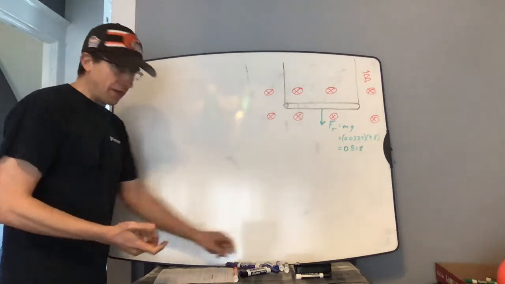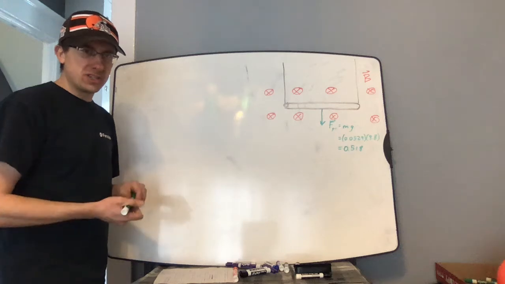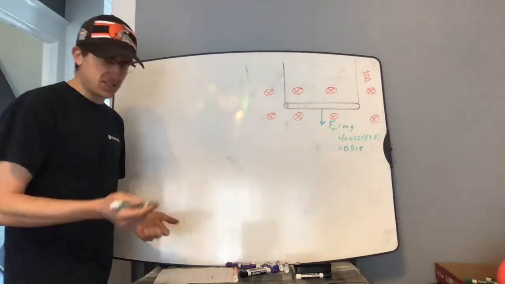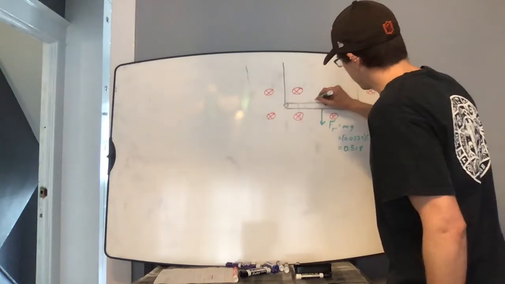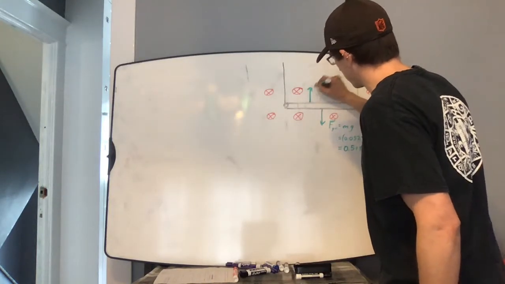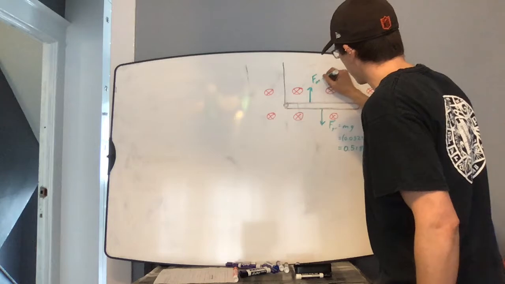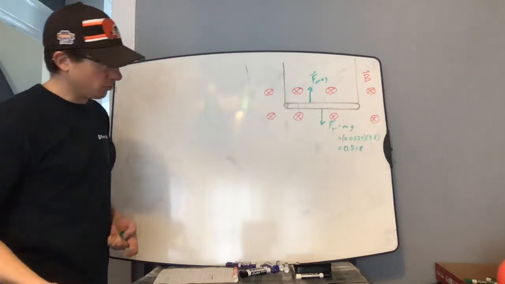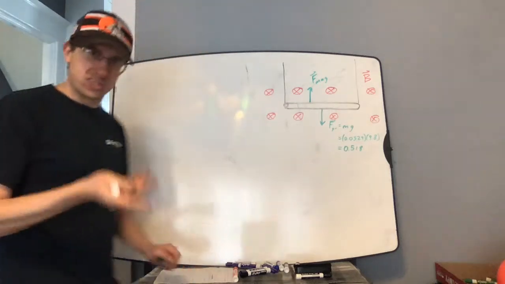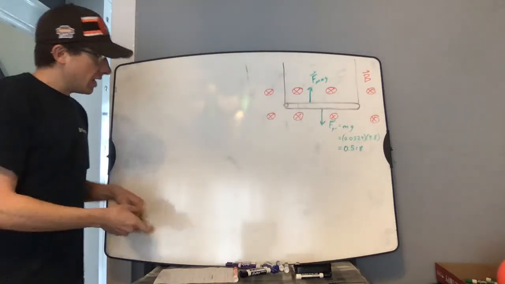So in order to levitate the rod, we want the magnetic force to cancel the force of gravity. So what we want to cancel gravity is we want the magnetic force to be pointing upward, and we want the strength of the magnetic force to cancel the downward pull of gravity, so we want the magnetic force to be that number as well.